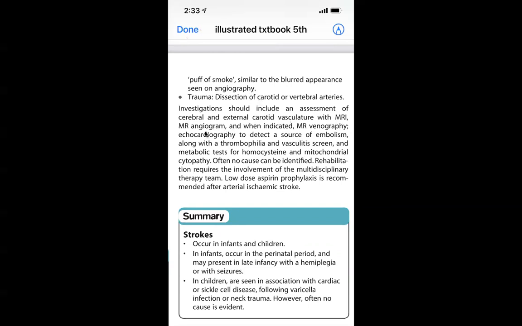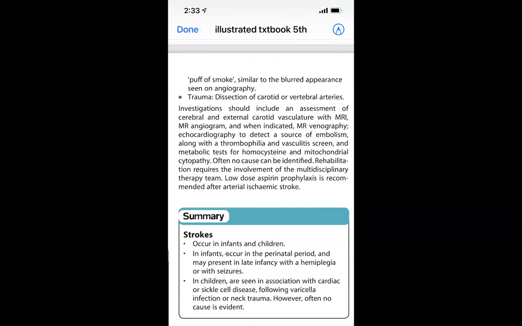You will do MRI, MR angiogram and echocardiography to detect any source of embolism, along with thrombophilia and vasculitis, that is SLE screen, and metabolic tests for homocysteine and mitochondrial cytopathy. Often no cause can be identified. It can be idiopathic also. Rehabilitation requires involvement of a multidisciplinary therapy team. Low dose aspirin prophylaxis is recommended for arterial ischemic stroke. If it is diagnosed as arterial ischemic stroke, it will be low dose aspirin.